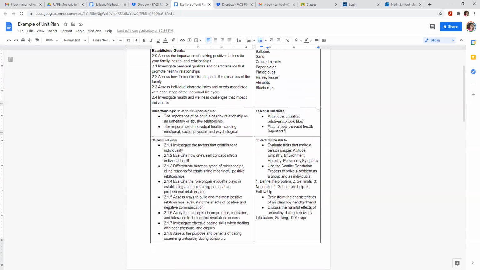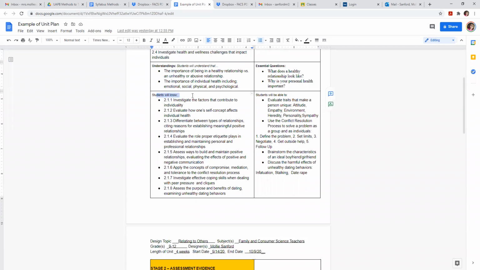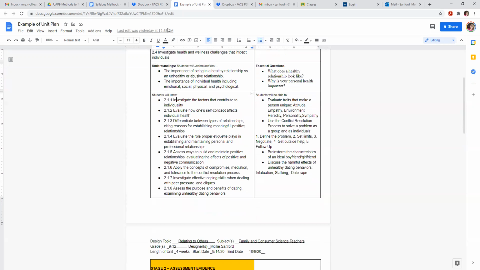Now, when you're making yours, you might only be able to come up with one essential question, one understanding right now, and that's okay. Students will know, here's these with the numbers again. Where did I pull these? It's these right here in the white boxes. You can pull those, copy and paste. That's easy. That's what you want your students to know.